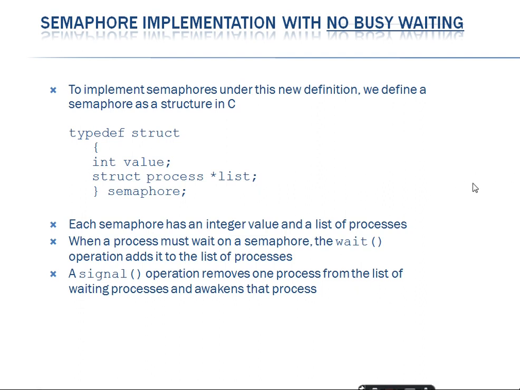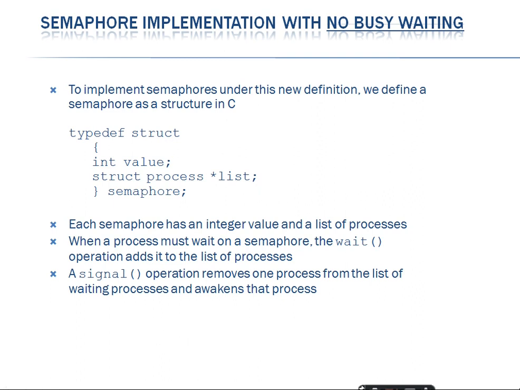Now here is the semaphore implementation with no busy waiting. So we are modifying the definition of semaphore here. Now typedef struct, a structure we are defining here, having an integer variable as value, and a struct process list pointer, which is a self-referential structure, and then you have an object of this structure as semaphore. Each semaphore has an integer value and a list of processes.